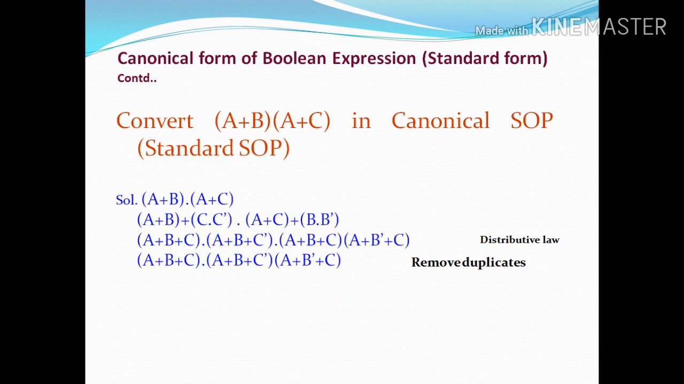Now, for POS canonical form, A plus B dot A plus C. Here also, what is missing? In the first one C is missing and in the second one B is missing. So we will add that there and we will produce A plus B plus C dot A plus B plus C complement plus A plus B complement C.